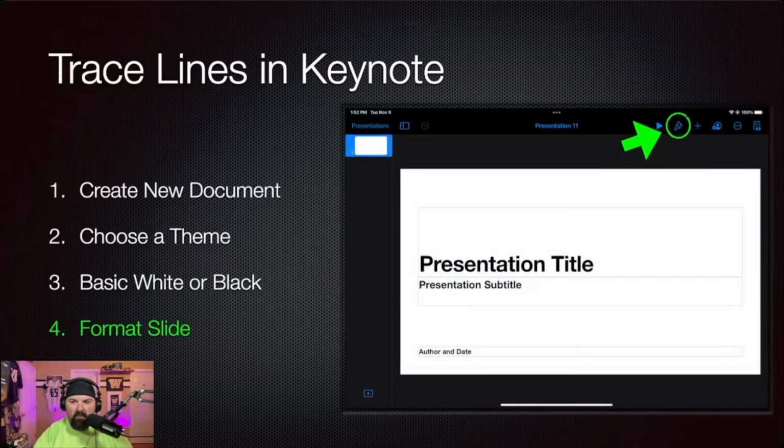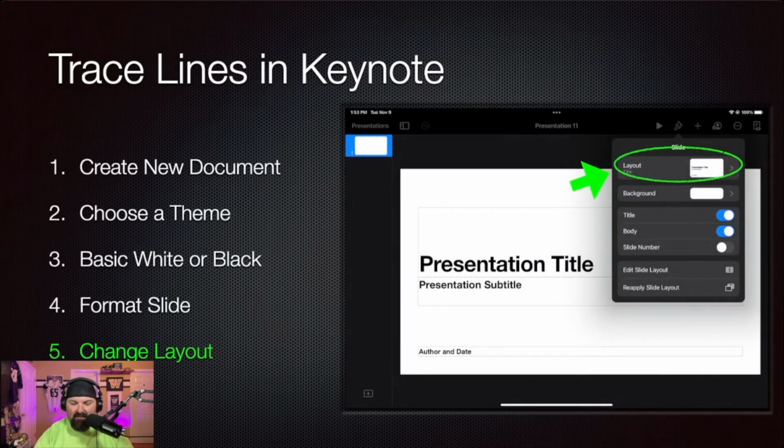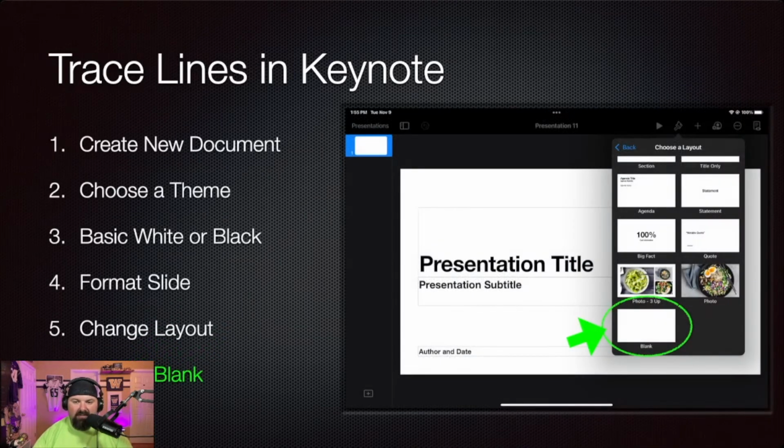Next step, you're going to click on the Format slide. Then you're going to go down and choose Layout, because we don't need any words or anything on the page to be able to do this. After Layout, we're going to go down and choose the Blank slide.